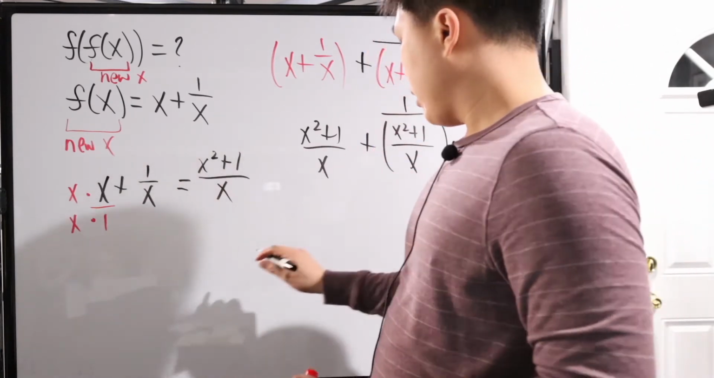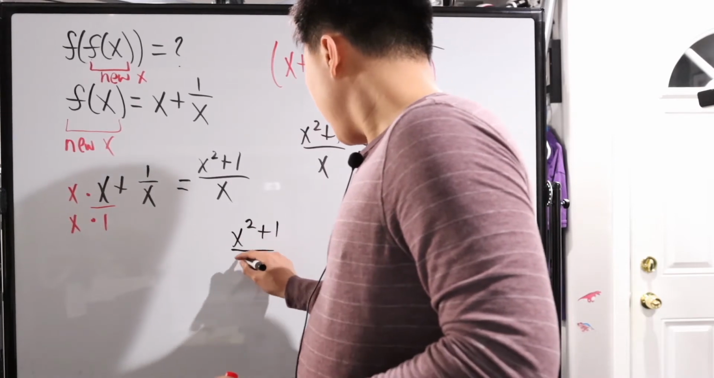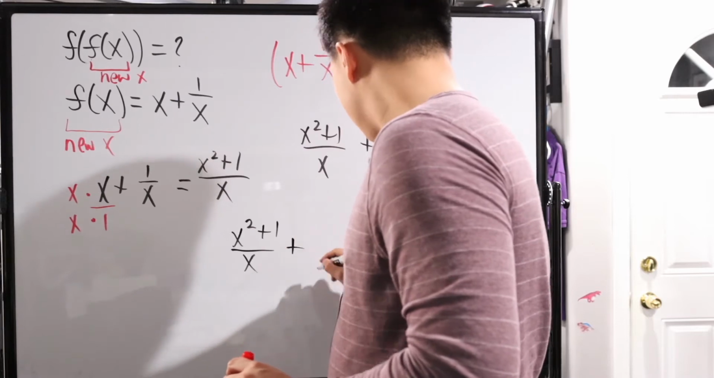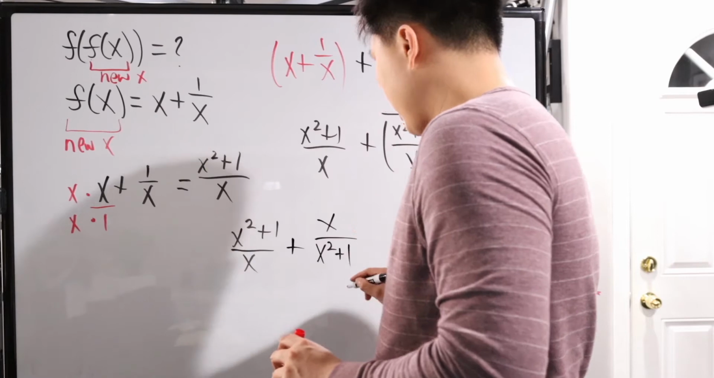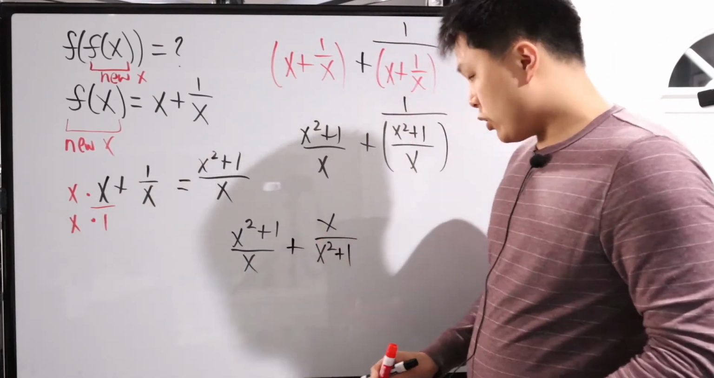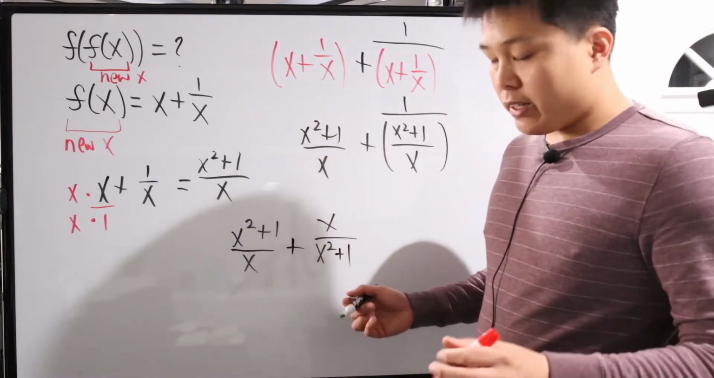So I'm just going to rewrite it right here. This is the original x squared plus 1 over x. And this one is going to be, what is it, plus x over x squared plus 1. At this point, I'm really hoping that you're done here. If not, then you're going to try to find a common denominator, and then combine them.